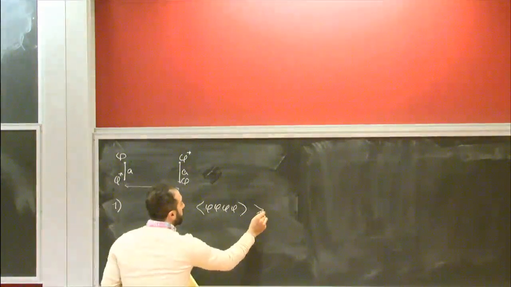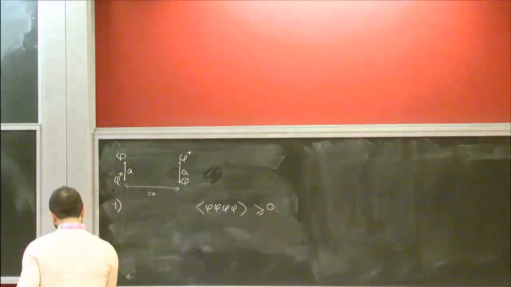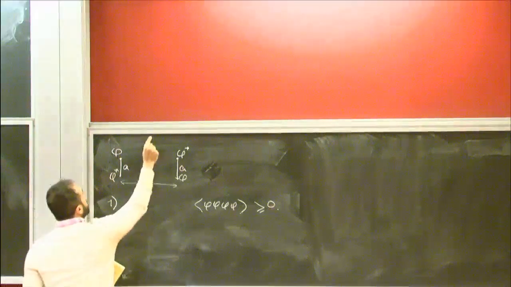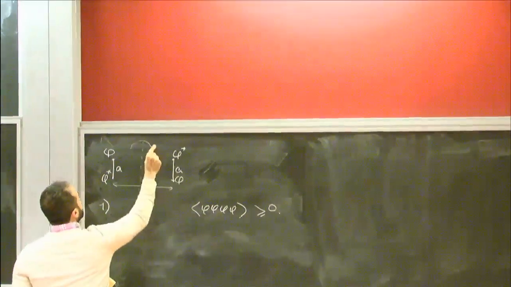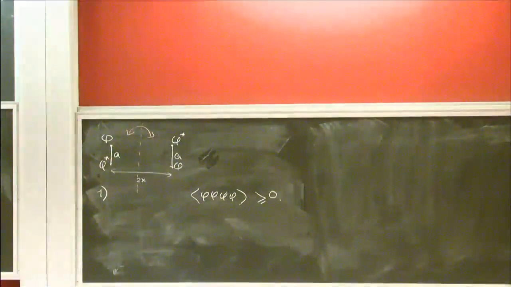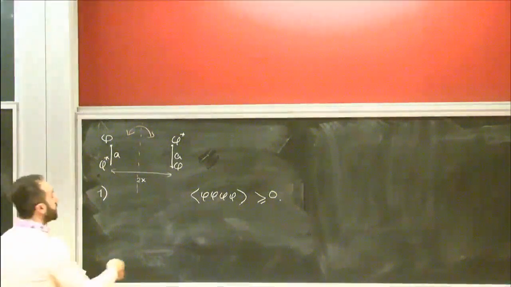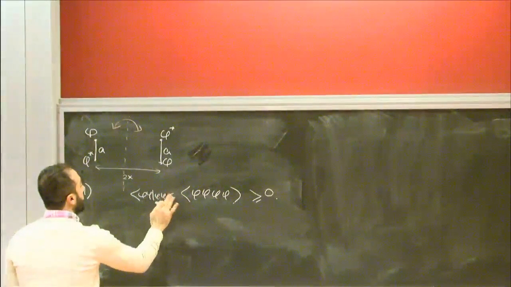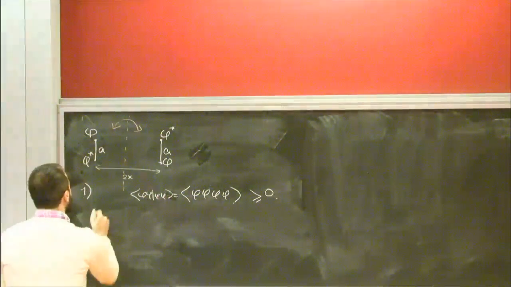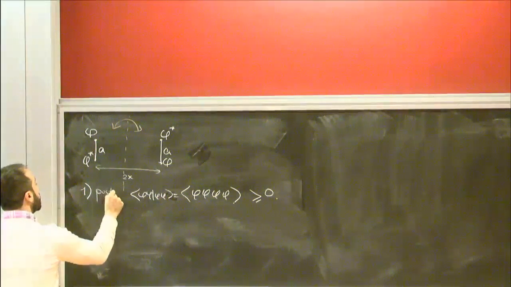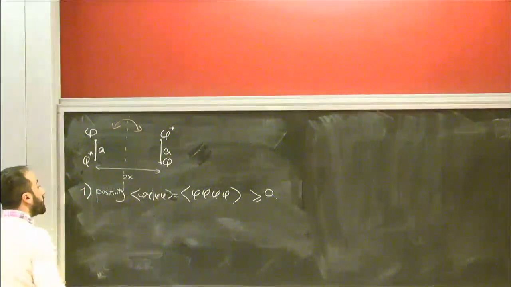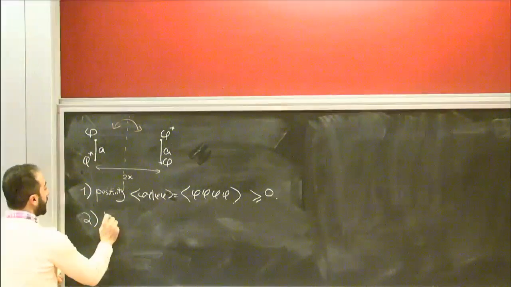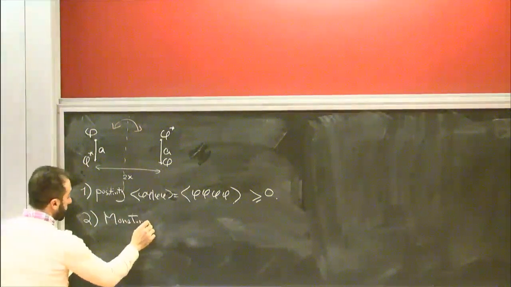First of all, we know that this is non-negative. Why is that? It's a simple consequence of reflection positivity. I can draw a line here, and a reflection around this tells you that you could understand this as a norm of a state. So positivity is the first property.